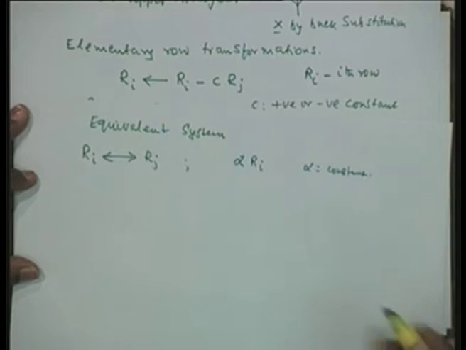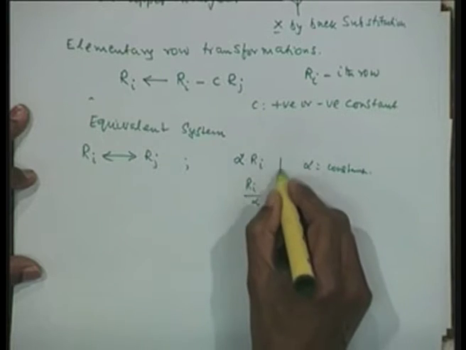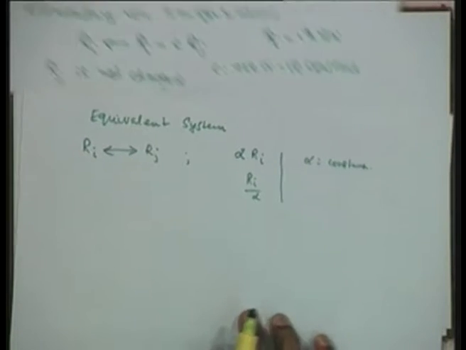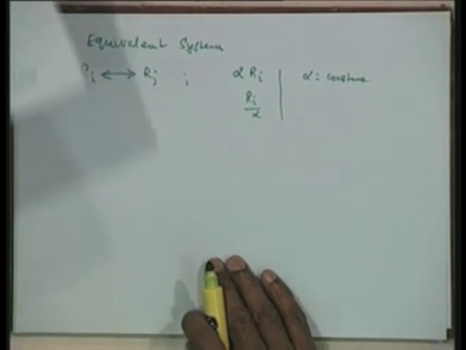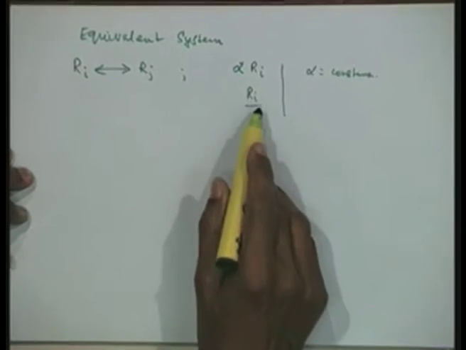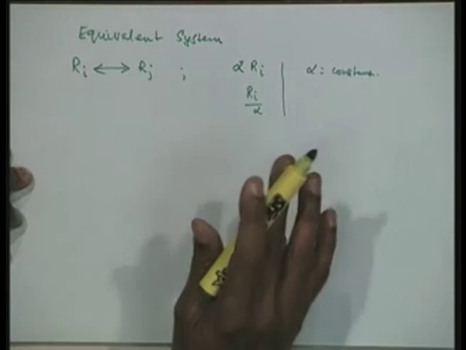Multiply means it is also division. So, there is R i by alpha. So, we can multiply a row or divide a row by a constant, but we must be careful about these two transformations in the sense that some properties of A get changed.